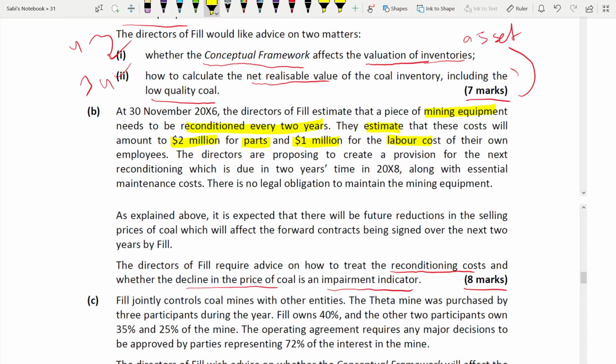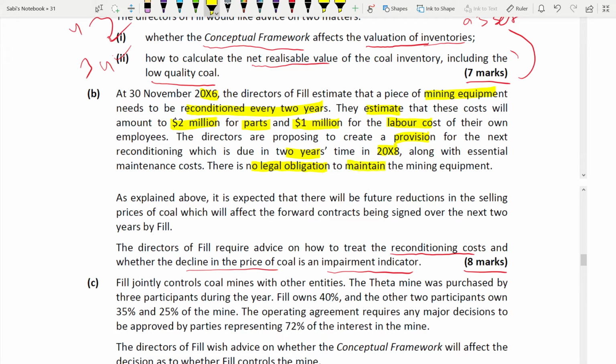The directors are proposing to create a provision for the next reconditioning, which is due in 2 years' time, in 2008. This is in 2006. So you can understand that they are talking about IAS 37 because the word provision is there, along with maintenance cost. There is no legal obligation to maintain the mining equipment. No legal obligation. These are very important words when you have to apply IAS 37. There is no obligation that you have to maintain, that means you don't have to recondition it.